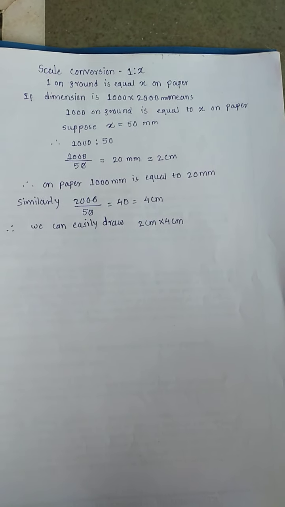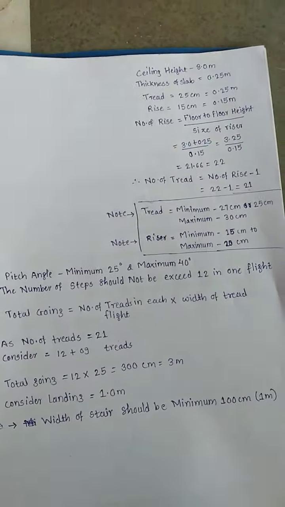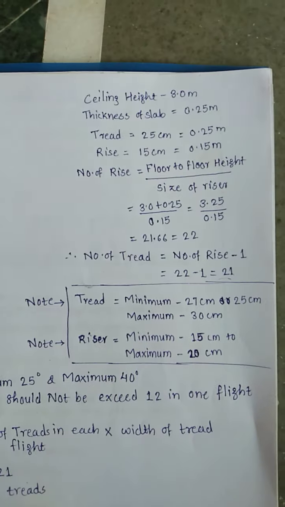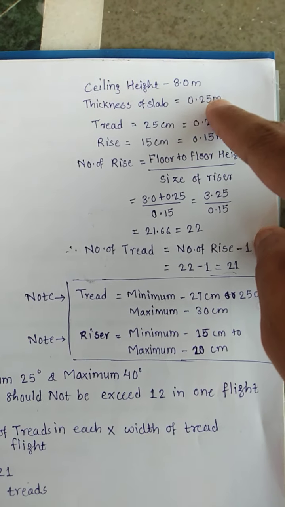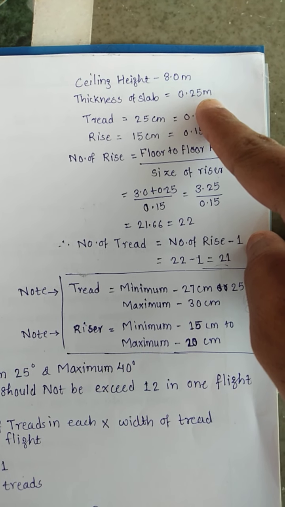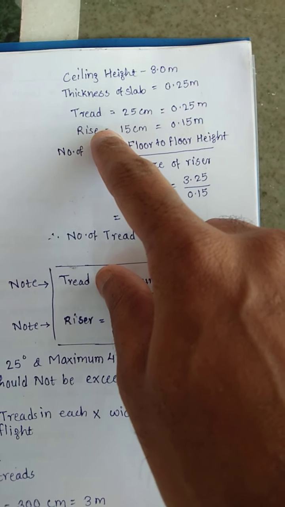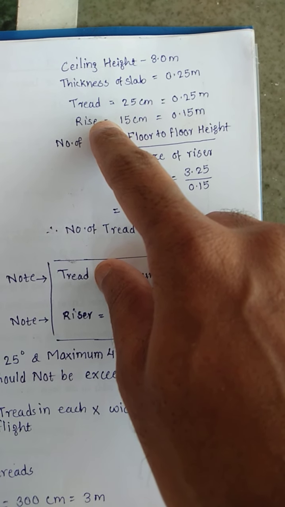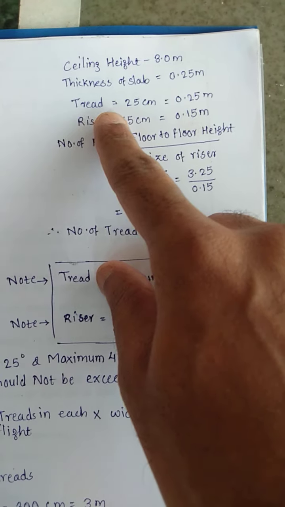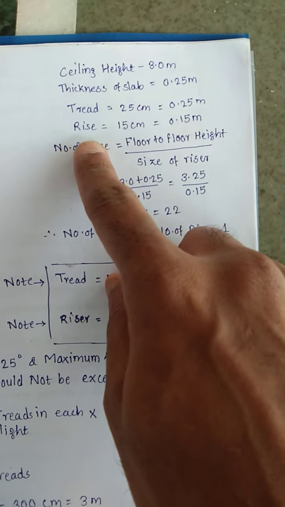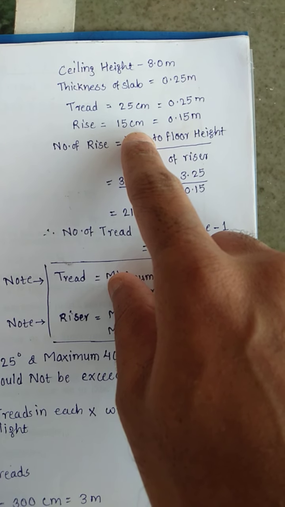Next I'm going to take one problem of staircase. Here the data is given. Ceiling height 3 meter, thickness of slab 0.25 meter, then tread and riser. This is the most important part in drawing a staircase. Tread is given, that is 25 centimeter, which can be converted to 0.25 meter. Then riser, that is 15 centimeter.